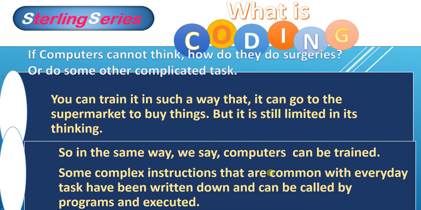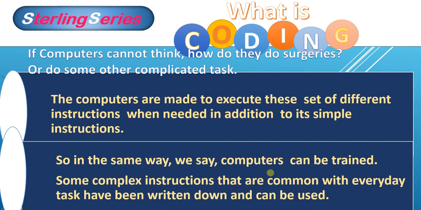Some complex instructions that are common with everyday life have also been written down and can be called upon by programs and executed all the time. The computers are made to execute this set of different instructions when needed, in addition to its simple instructions. So in the same way, we say computers can be trained because they can execute complex instructions.